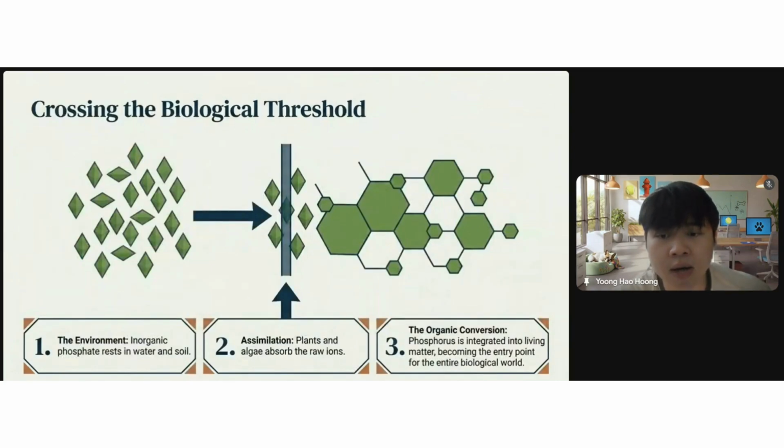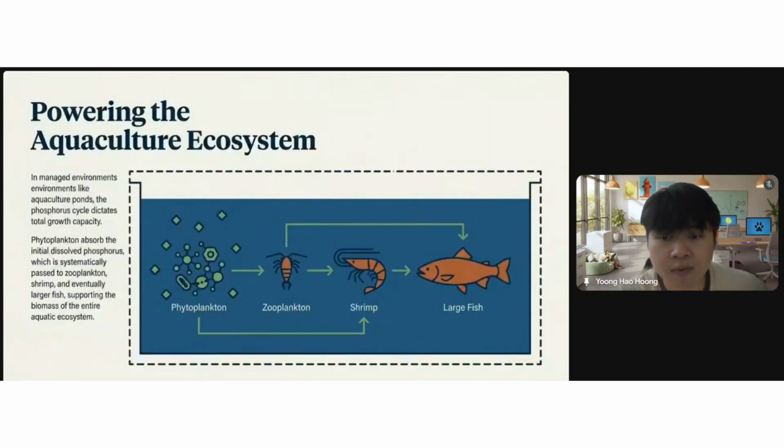The first step is called assimilation. Plants on land absorb phosphate from the soil through their roots, and in water, phytoplankton and algae absorb phosphate that is dissolved in the water. They take inorganic phosphate from the environment and turn it into organic compounds in their bodies. Once the phosphorus is inside algae or plants, it becomes part of the living matter. And the phosphorus moves through the food web via feeding relationships.